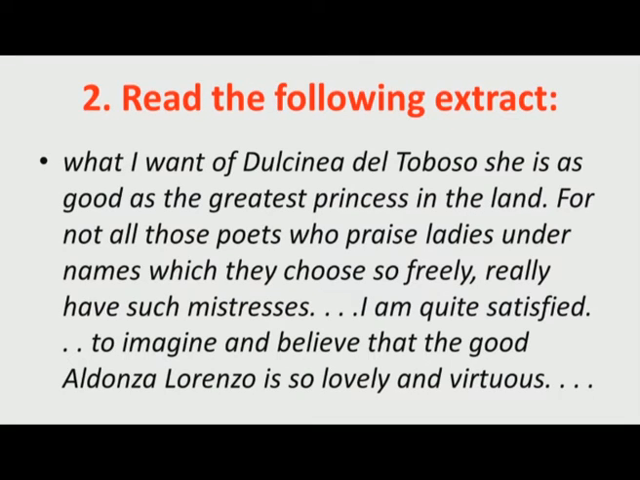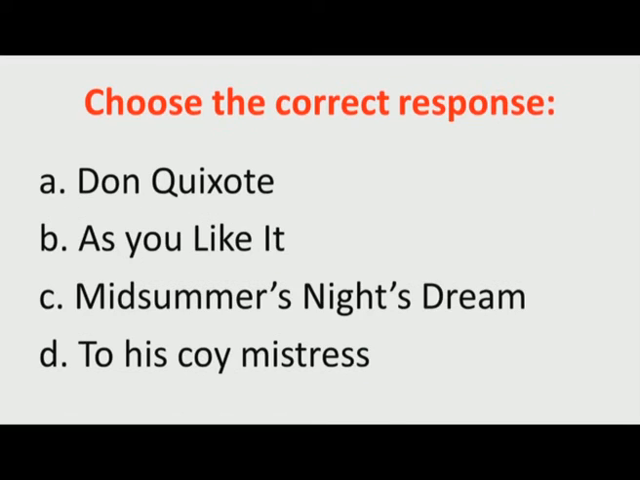Next, read the following extract. "What I want of Dulcinea del Toboso, she is as good as the greatest princess in the land. For not all those poets who praise ladies under names which they choose so freely really have such mistresses. I am quite satisfied to imagine and believe that the good Aldonza Lorenzo is so lovely and virtuous." And choose the correct response. Identify the work: Don Quixote, As You Like It, A Midsummer Night's Dream, To His Coy Mistress.